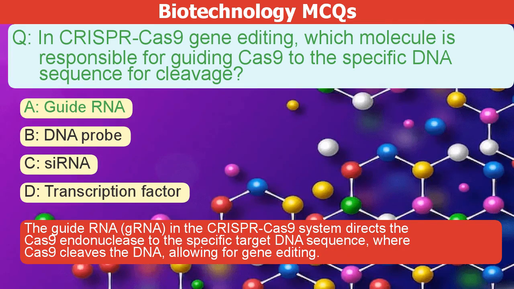The correct answer is A. The guide RNA, gRNA, in the CRISPR-Cas9 system directs the Cas9 endonuclease to the specific target DNA sequence, where Cas9 cleaves the DNA, allowing for gene editing.